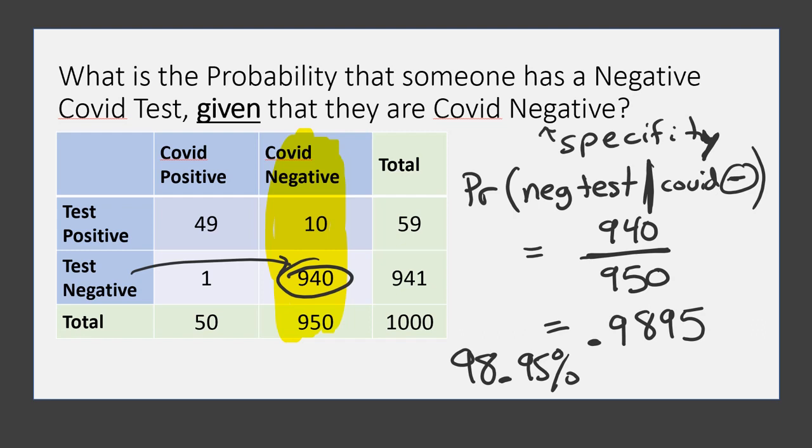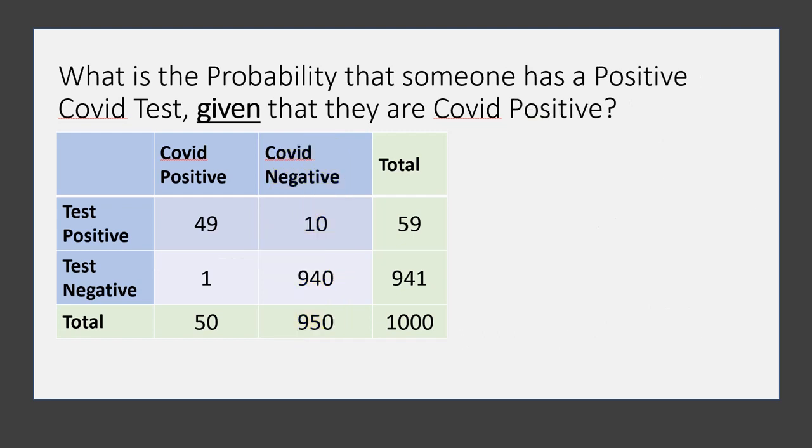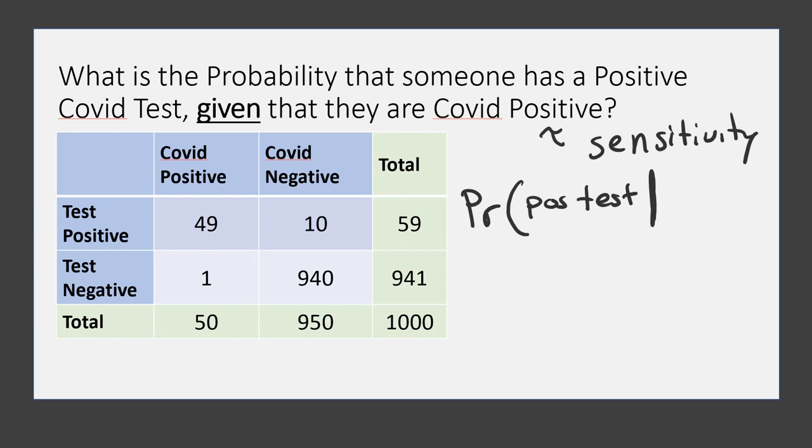Okay, so if you are COVID negative, it's a pretty good chance that you are going to have that negative test. Okay, so what about finding the probability that someone has a positive test given that they are COVID positive, right? This is called sensitivity. Okay, and the way we would write this problem using probability, it's the probability of being positive COVID test, so positive test, given that you are COVID positive. Okay? All right, so since it's given that you are COVID positive, we are only dealing with this data here, the data I've highlighted. Okay?